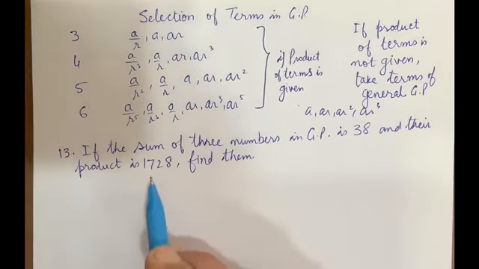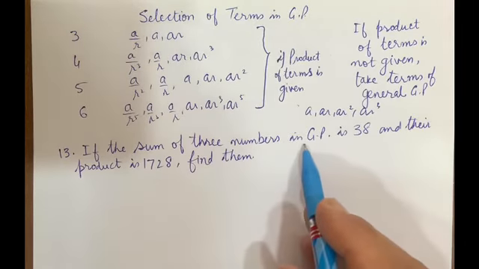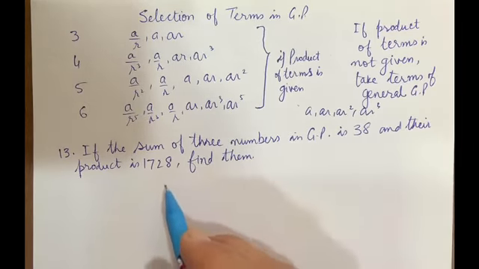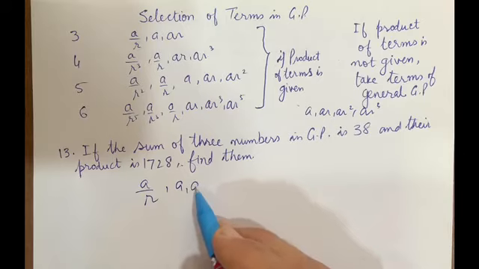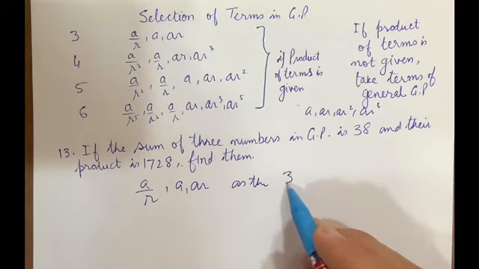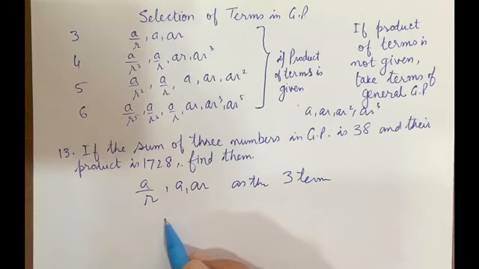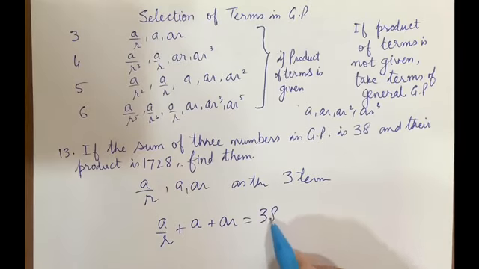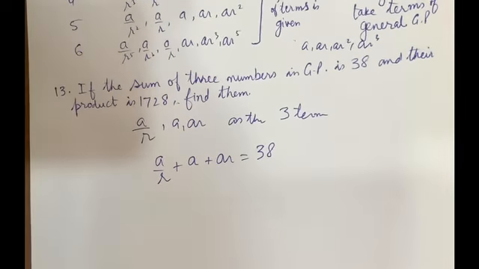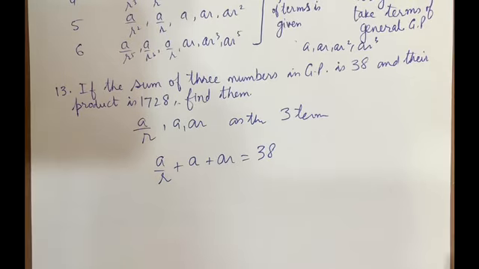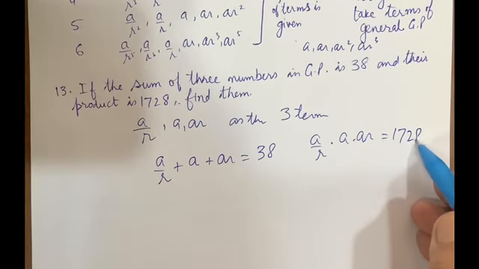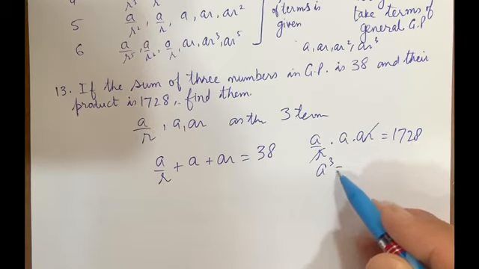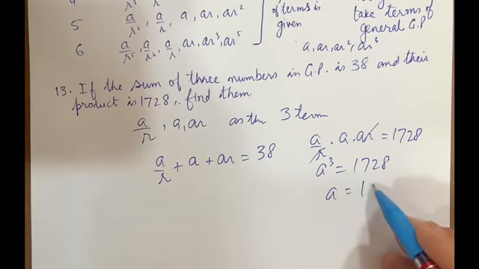Now in this one, the sum of 3 terms of a GP is 38, and the product is 1728. So since the product is given, we will consider a upon r, a and ar as the 3 terms. Sum of 3 terms, first term plus second term plus third term, is equal to 38. And next, their product is 1728. a upon r into a into r is 1728. Cancel out r. Is a cube equal to 1728, or a is equal to 12.